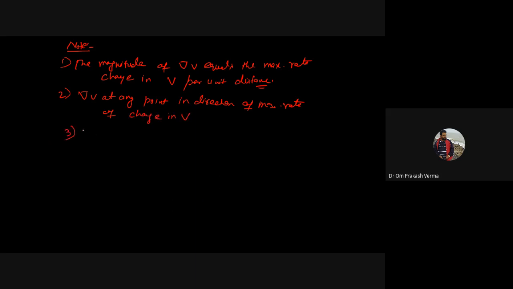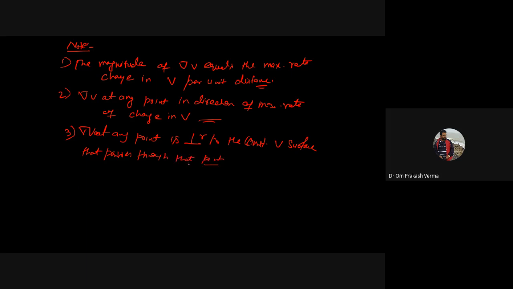And third point: del v at any point, in which direction is it? That direction is perpendicular to the constant v surface, we have already seen the constant v surface, that passes through that point. You can see in the picture, from point p1 to p2.